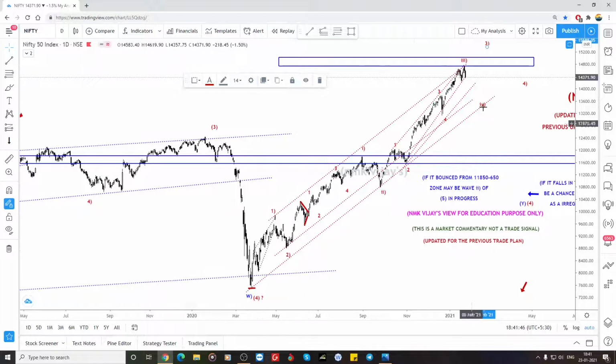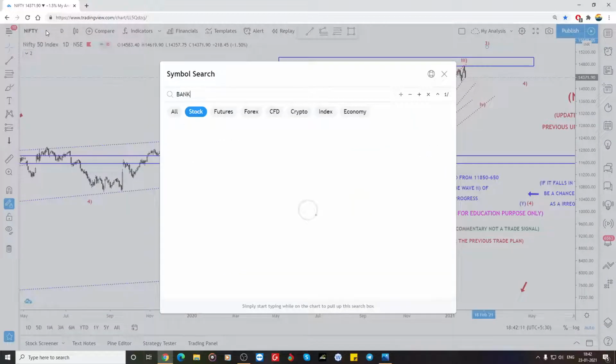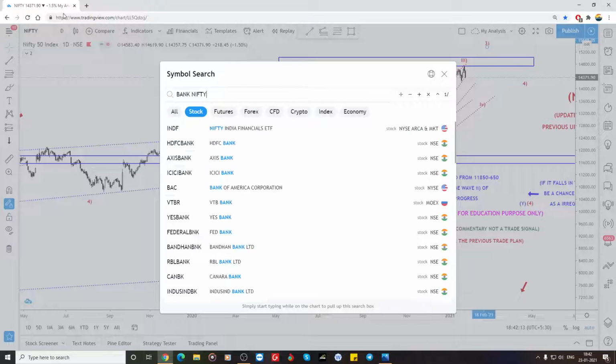So these channels are respecting. Mind that if anything violates this channel, or if it breaks down, this could be deeper trouble for that Nifty. But according to the individual stocks, it's not looking like that, but that is also too confusing for me, and I will explain everything. So let's finish the Bank Nifty.